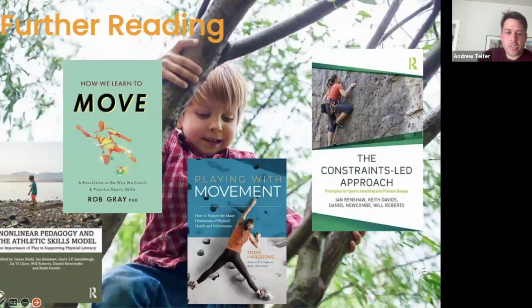So some of the books that I used here that I would really recommend, I think a good place to start is Rob Gray, How We Learn to Move, or Todd Hargrove, Playing with Movement. Those are very good. And then if you want to get into some more academic stuff, the constraints-led approach and nonlinear pedagogy and the athletic skills model, both of those are really excellent. On top of that, there are some podcasts. I can put them out, but Rob Gray's podcast, Perception Action, is very good. And then a lot of the top level academics that talk about this kind of stuff also have a podcast that I'll link to as well.